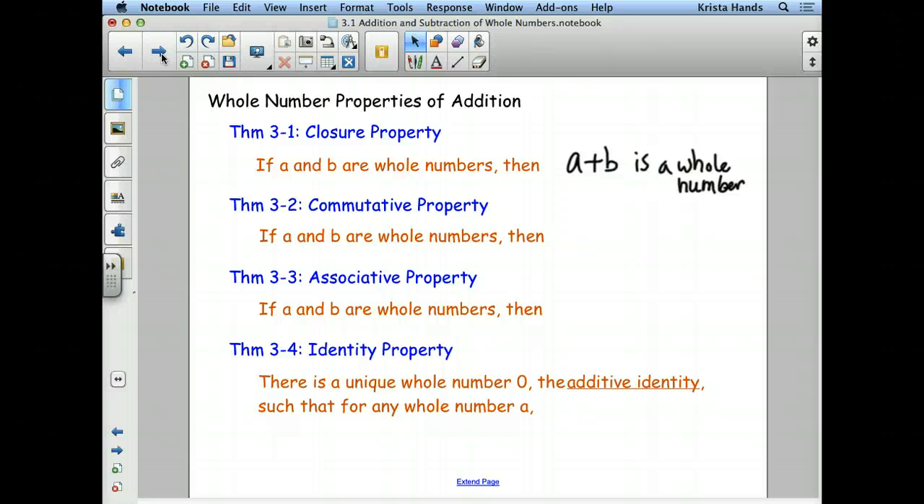I can't always add two fractions together and get another fraction that doesn't turn into a whole number. If I have 1/3 and I add 2/3, what do I get? 1. It's no longer a fraction that can't be turned into a whole number. So this is very specific, and it doesn't work for every set of numbers. But it does work for whole numbers. You add 5 plus 6 and you get another whole number, 11. Does this make sense?